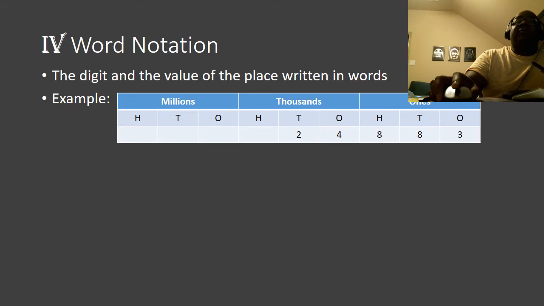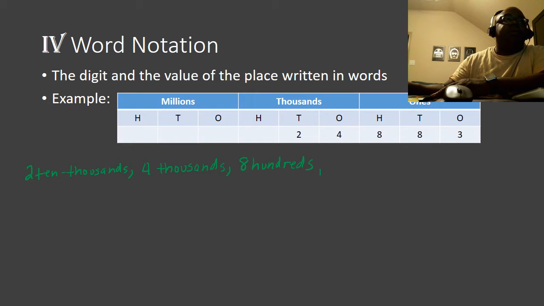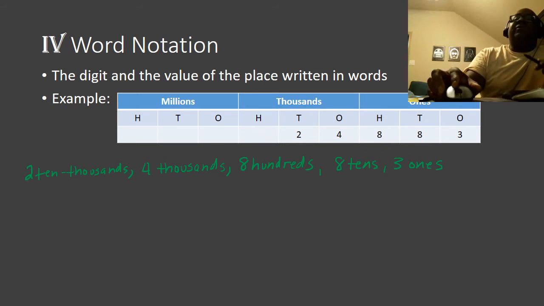So here's an example that we're going to be working out together. I'm still going to keep it with my good color green. So we have our place value chart drawn. And so we have two 10,000s, comma, 4,000s, comma, 800s, comma, 8 tens, 3 ones. So then that's just another example of word notation. All right, guys, and let's go ahead and continue.